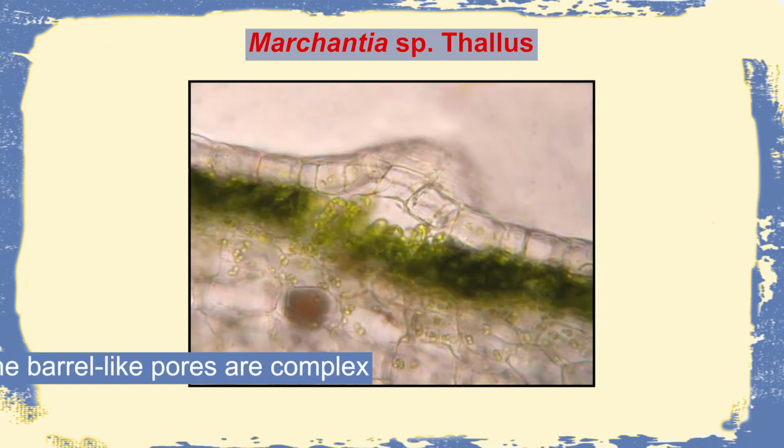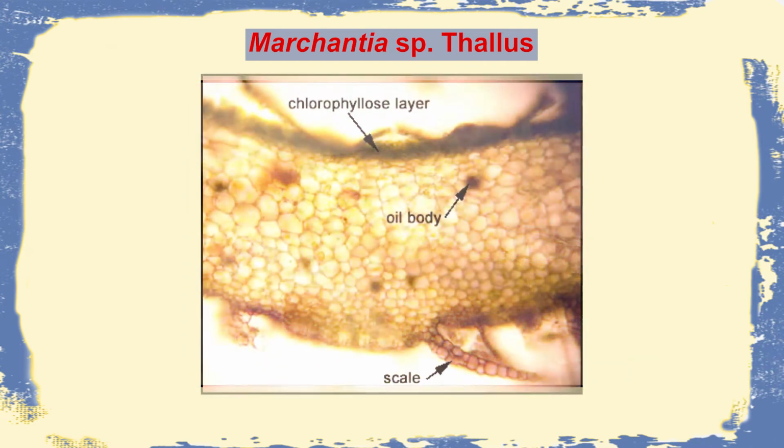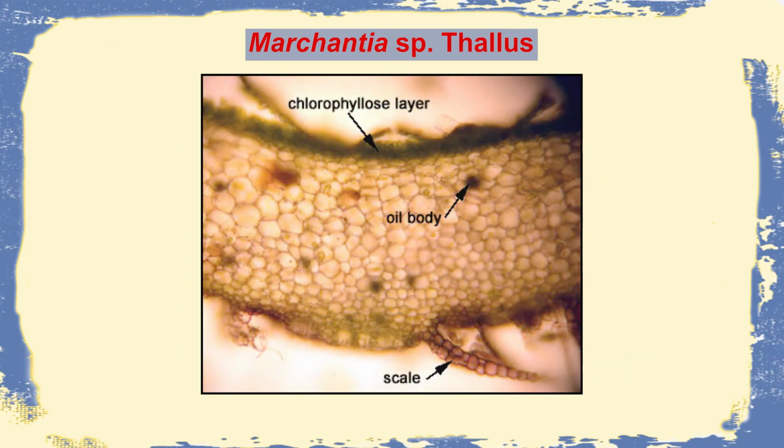These air pores are connected to the air chambers which are present just below the epidermal zones. And when we see the surface of the thallus, we find that there is a chlorophyllous layer. The name itself suggests that there are certain chlorophyll-filled cells which help in the process of photosynthesis and at the same time give the green color to Marchantia.